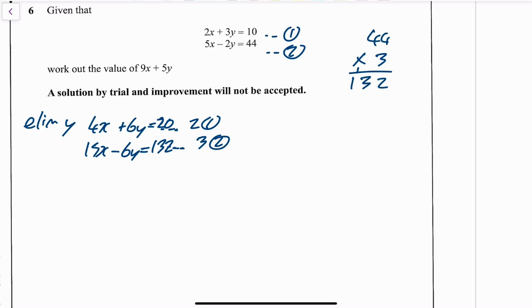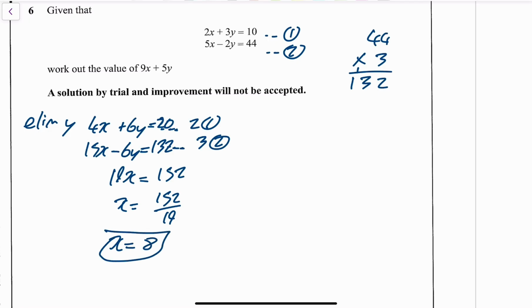That's how I got that. And then we want to just add those. And you'll get 19x is equal to 152. x then is equal to 152 divided by 19. Not easy to do, but if you do it, you will get 8.